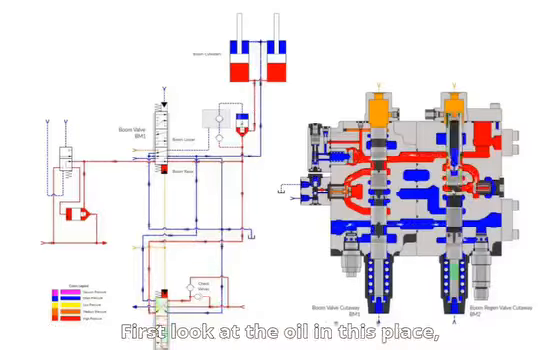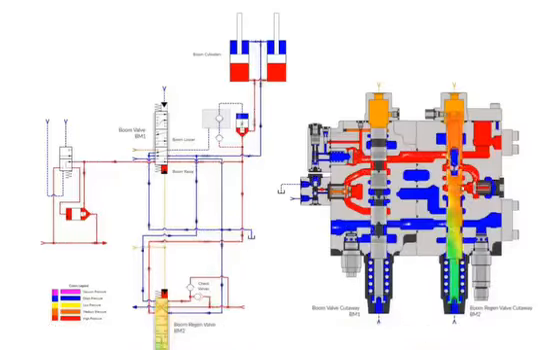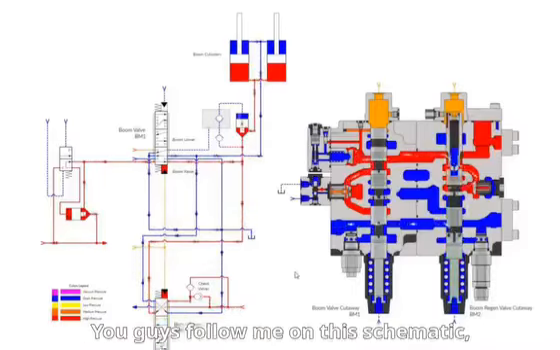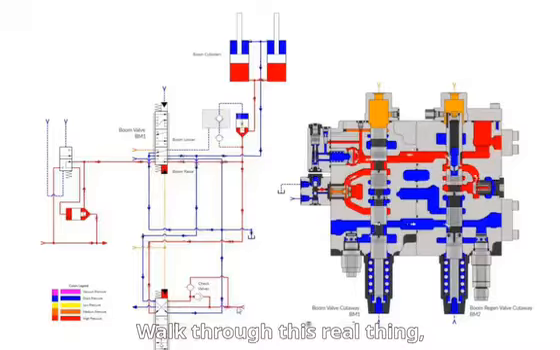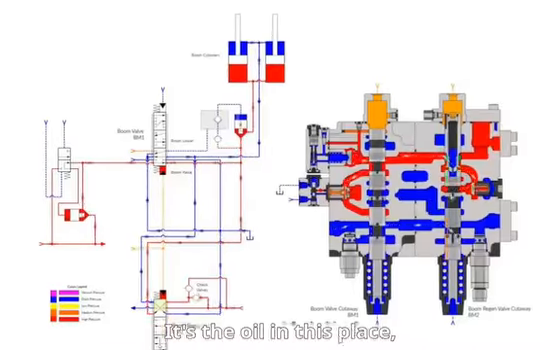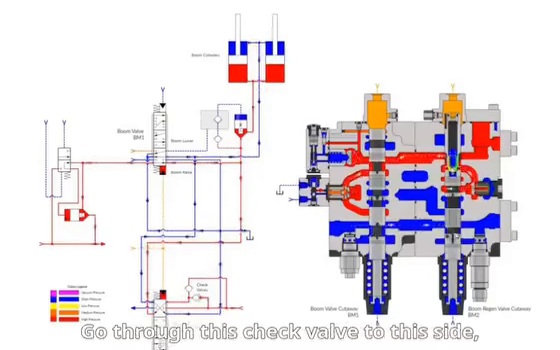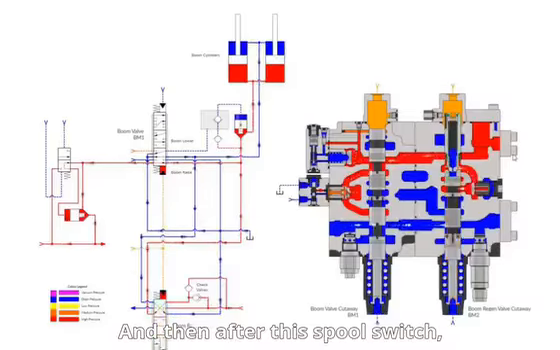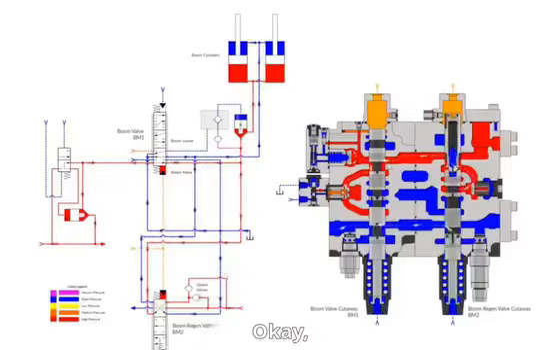First look at the oil in this place, the oil coming in. You guys follow me on this schematic and walk through this real thing. This part of the oil goes through this one-way valve. It's the oil in this place. It goes through this check valve to this side, and then after this spool switches, through this spool.